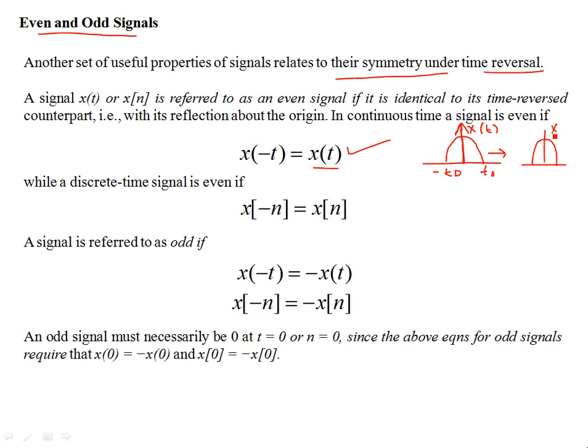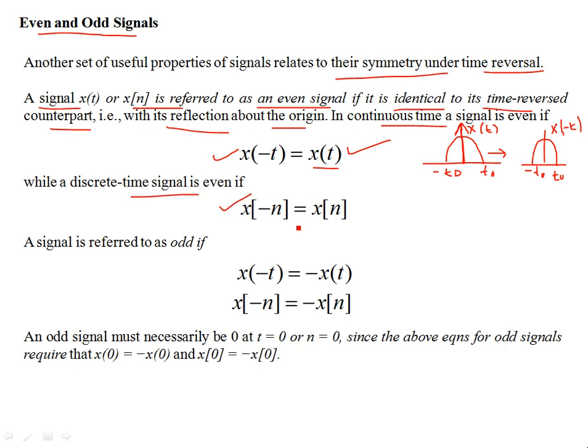This is x of minus t, with the same time bounds on either side of the time axis, again minus t naught to plus t naught. So we say the signal is an even signal. A signal x(t) or x[n] is referred to as an even signal if it is identical to its time-reversed counterpart. With its reflection about the origin, there's no change. In continuous time, a signal is even if this relationship holds, and the same analogy holds in the discrete time domain.